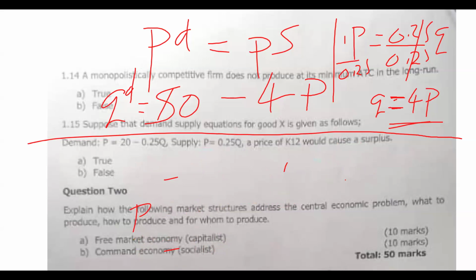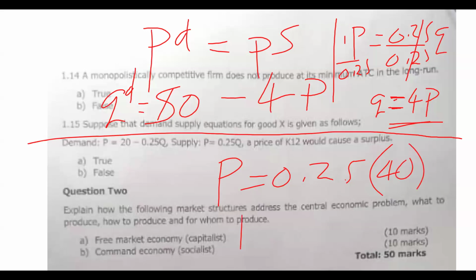You'll say the price is equal to 0.25 Q and your Q is 40. So you say 0.25 times 40, price is equal to 10. That is when you use the supply function. Okay?